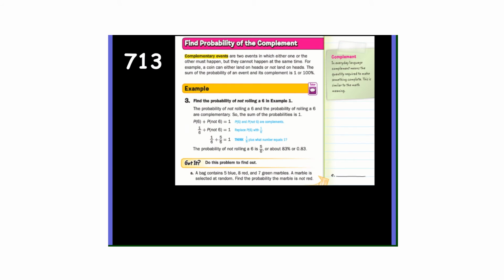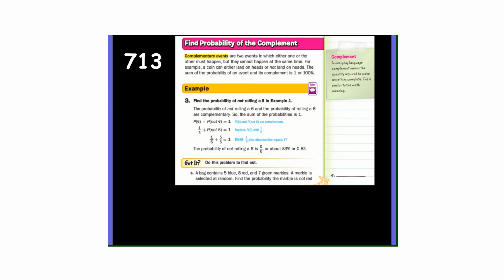Okay, complementary events. All right, it's not hard, just a new word for you. A complement of an event means one or the other must happen, but they cannot happen at the same time. For example, a coin can either land on a heads or not on a heads, right? It can land on a heads or a tails. So the complement of tossing a coin and rolling a heads is not rolling the heads. Okay, so that means if you add up the event and its complement, you're going to get 100%.